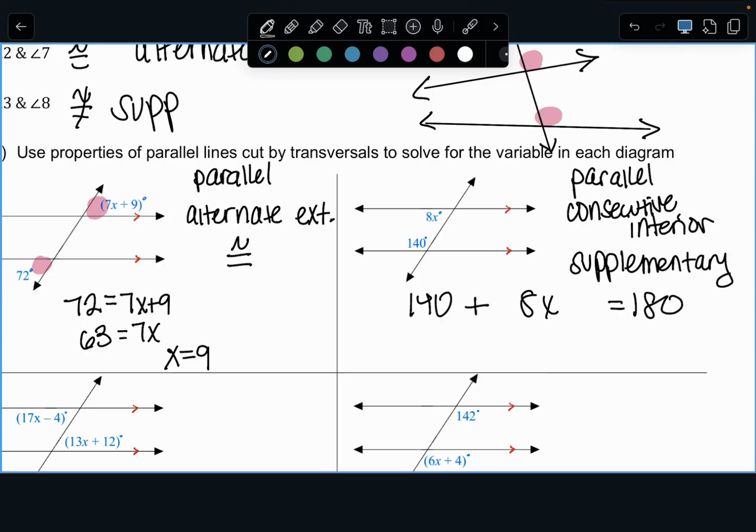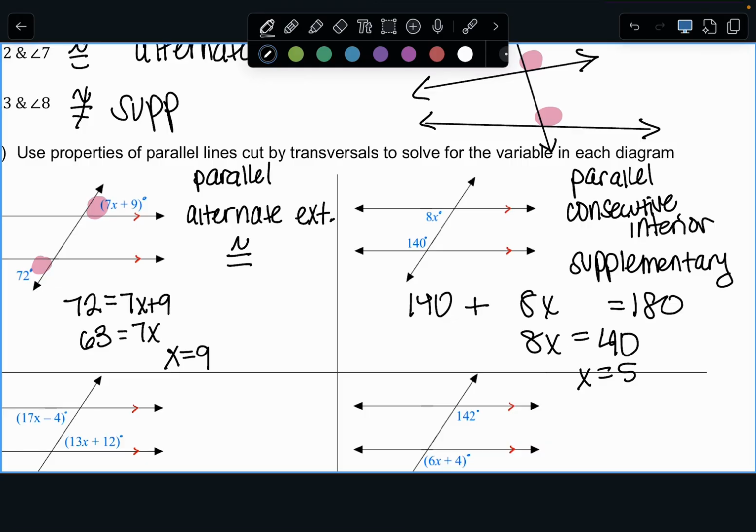Subtract 140. Yep. And then we're just solving algebra. Subtract 140. 8x is equal to 20... 40. 180 minus 140 is 40. 40 equals 8x. Divide by 8, we get x is equal to 5. 40 divided by 8 is 5. Very good. We're done. So again, we start with are the lines parallel?